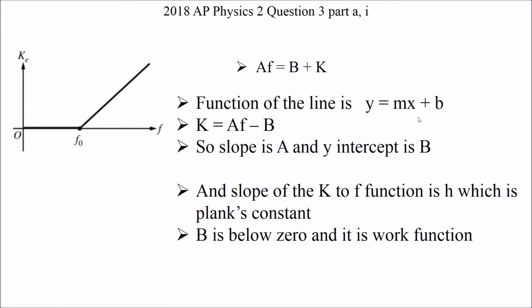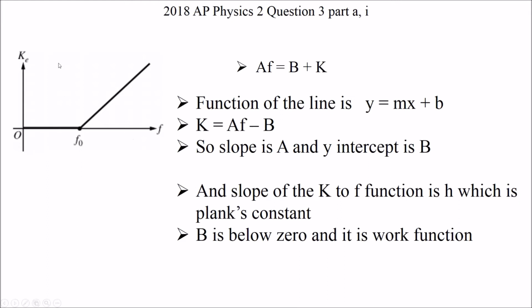If you write the given function so it looks similar to that, your y-axis has K, so we need to leave K alone. Mx is f times m, so f is my x-axis, and that means A is going to be my slope. And negative B is going to be the intercept, because B needs to go to the other side. Then B is going to be my y-intercept, and A is going to be my slope.